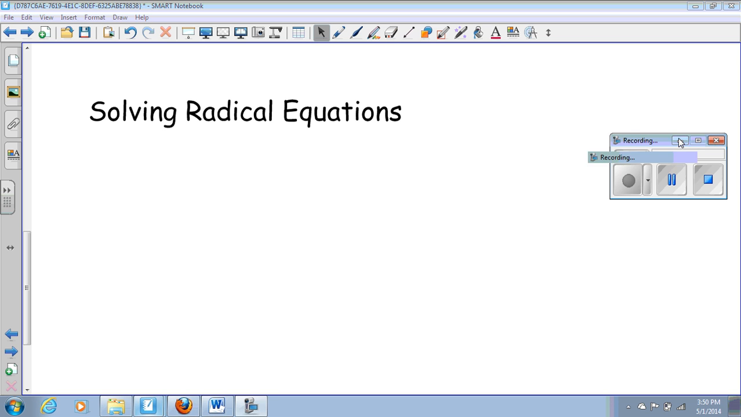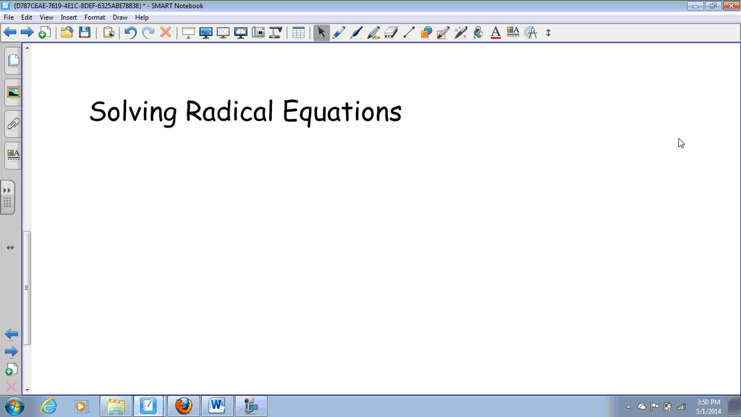Okay, we have solving radical equations. This is lesson 11.3, which is on page 629. We're going to do two types here, the types with radicals on one side and radicals on both. I'm just going to start doing some sample equations.